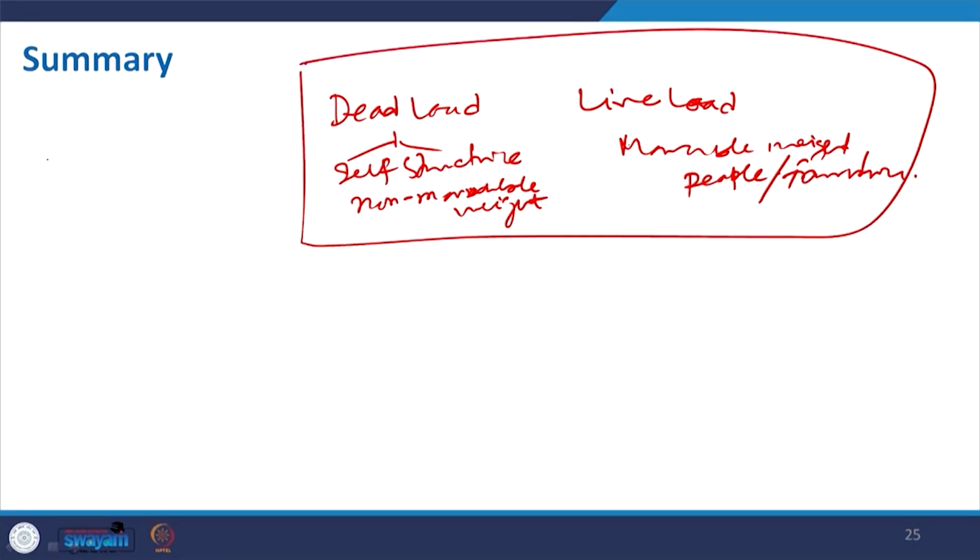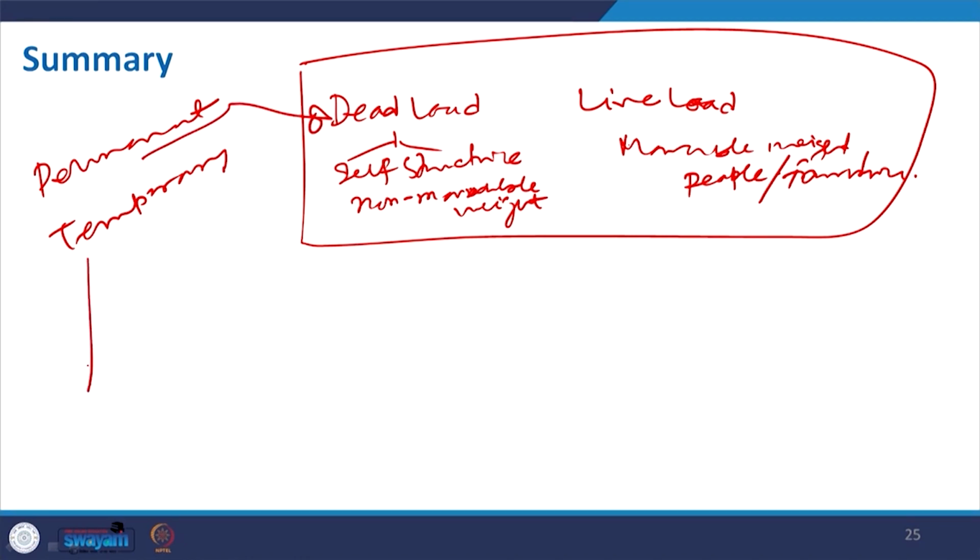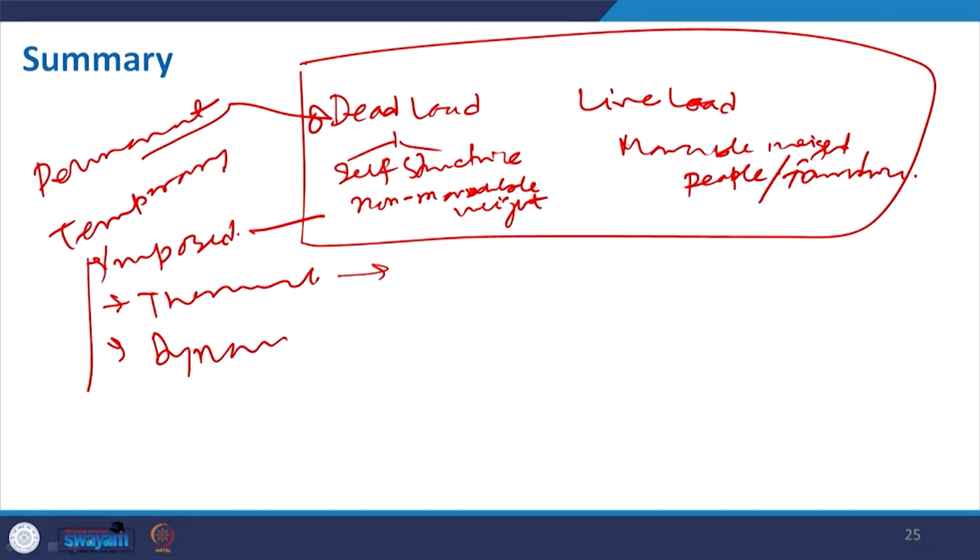Then we also discussed it in terms of permanent and temporary. What is permanent? Basically it refers to dead load, and temporary is what varies with time. It has first the imposed load, user load and furniture load, and then we also discussed the thermal load, which is not a constant expansion and contraction over the years. In a certain season it will expand, sometimes it will contract. Based on that this is taken into consideration, and then you have dynamic load.